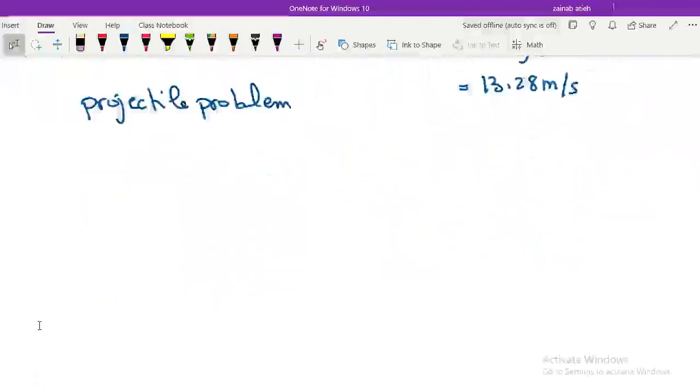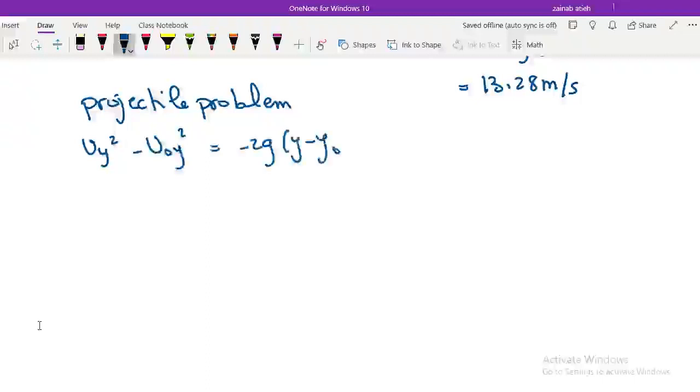Okay, because I don't need time, I will use the time independent equation. This equation says Vy squared minus V0y squared is equal to minus 2g times (y minus y0). So what is V0y squared? V0y is V0, which is the VB that I found first. V0y is equal to V0 times sine theta.